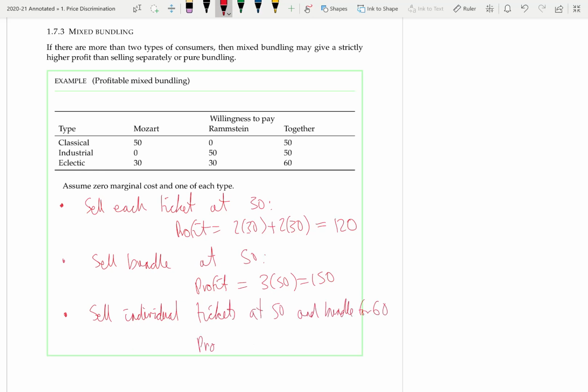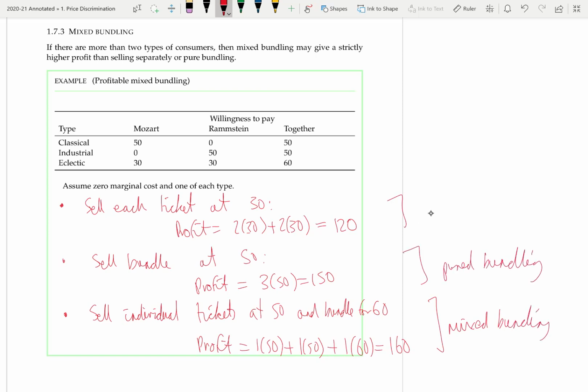So the profit from this strategy is 1 times 50, they sell 1 Mozart ticket, 1 times 50 for the Rammstein ticket, and then 1 times 60 for the bundle. So they get a profit of 160, which is higher than the profit from pure bundling and the profit from selling separately. So mixed bundling is better than pure bundling and selling separately.